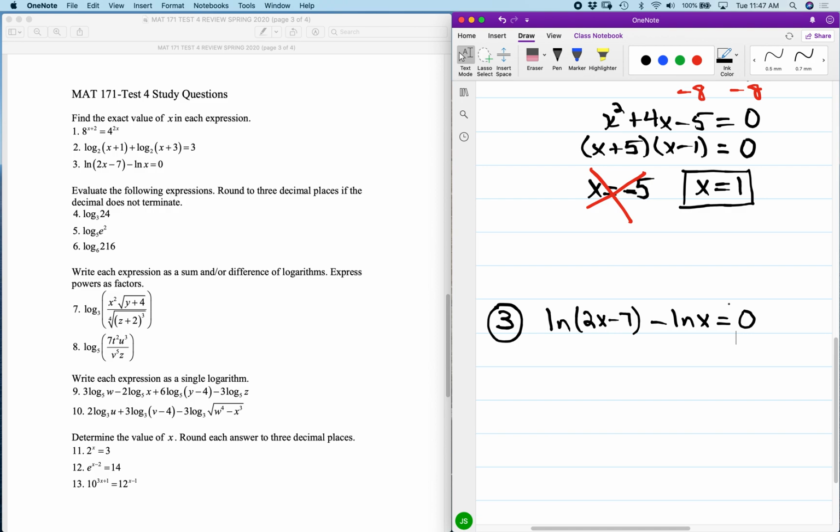For number 3, we have a couple of x terms here, whereupon we have the natural logarithm of the quantity 2x minus 7 minus the natural logarithm of x is equal to 0.